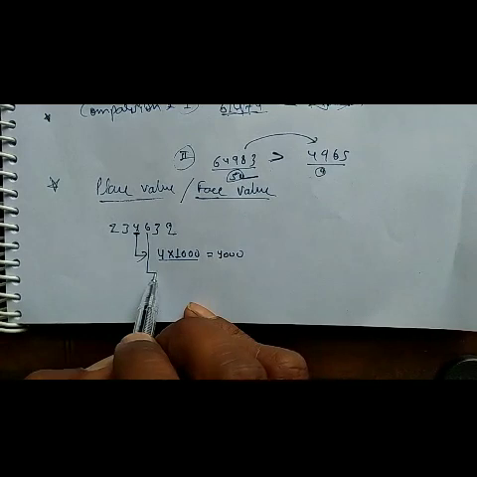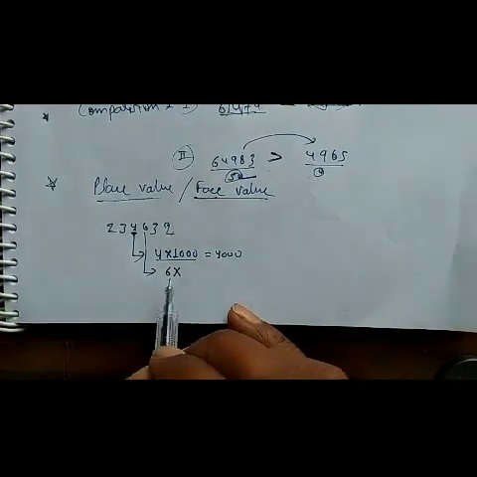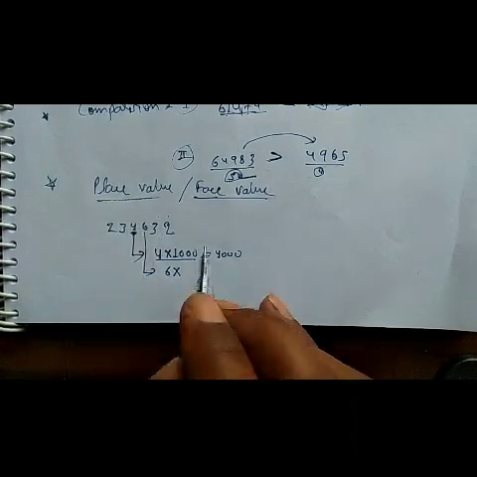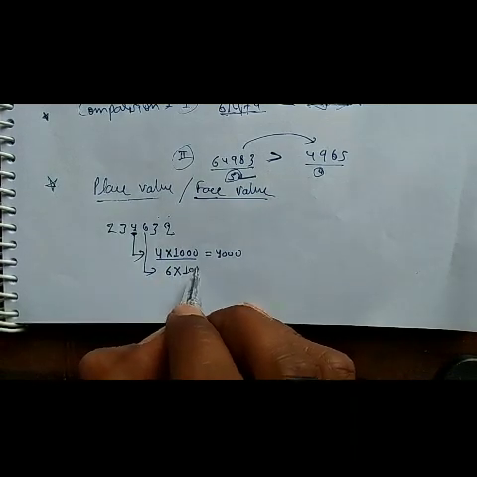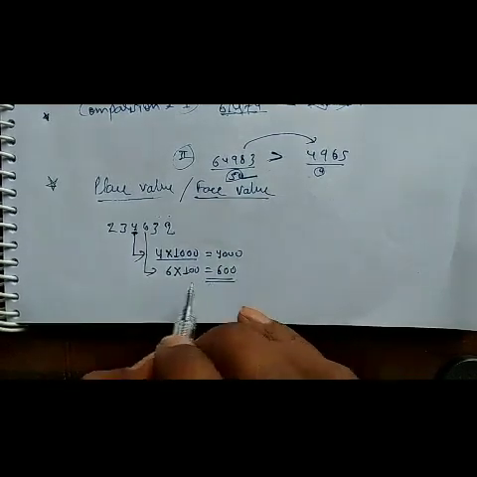Place value of 6: simply multiply 6 with its place. Where is 6? Ones, tens, hundreds. 6 is at the hundreds place. It means the place value of 6 will be 600. This is the place value.